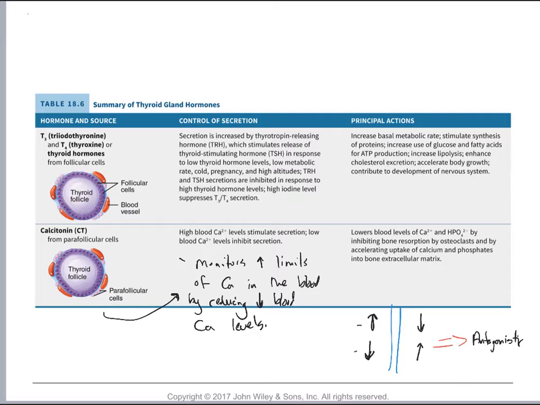So here's calcitonin. It lowers blood levels of calcium by inhibiting bone resorption by osteoclasts and by accelerating uptake of calcium and phosphates into the bone extracellular matrix. So again, 99% of that calcium is going to bones.